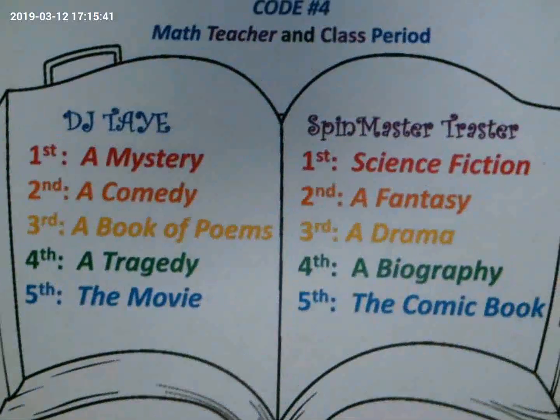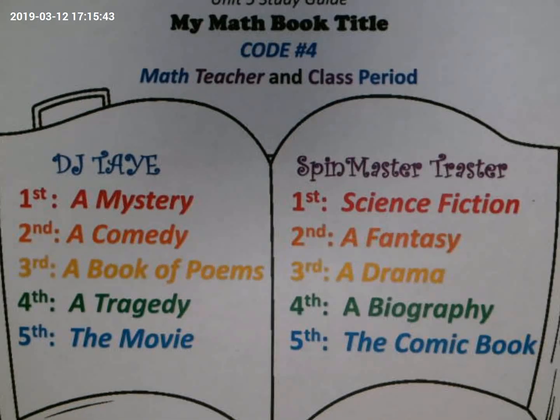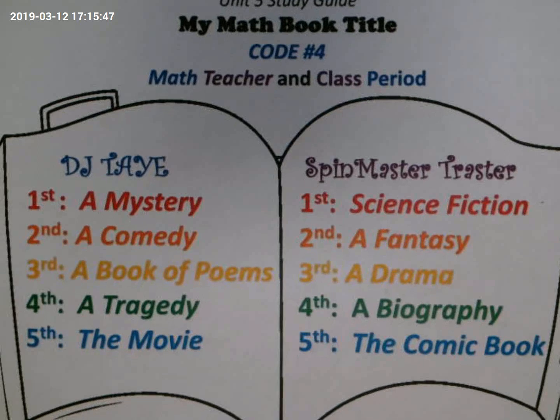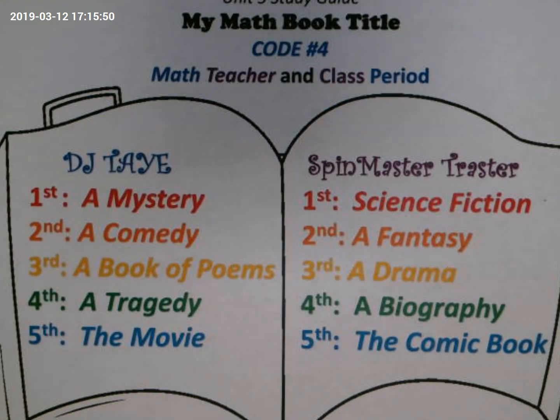All right. So this one is cool. You know, we always like to do one based on your class and your teacher and your class period. So this one for code number 4, math teacher and class period. So this means that Spin Master Traster, we have to choose a class to give a shout out to. All right. So the class I'm going to give a shout out to is my first period. So I'm going to use science fiction.